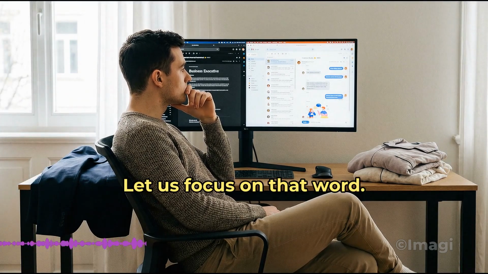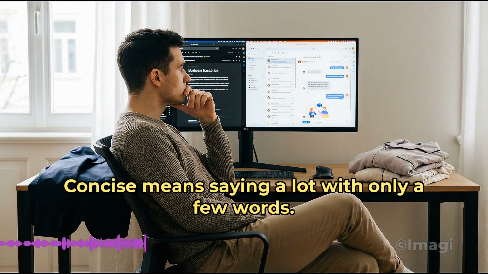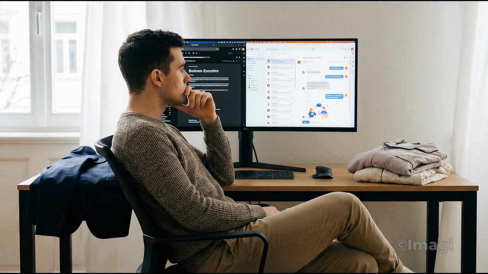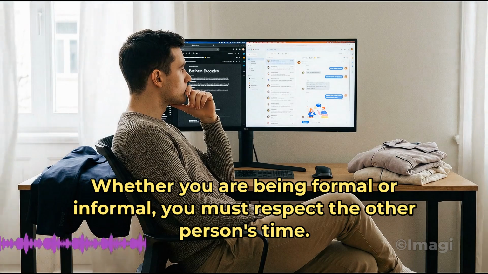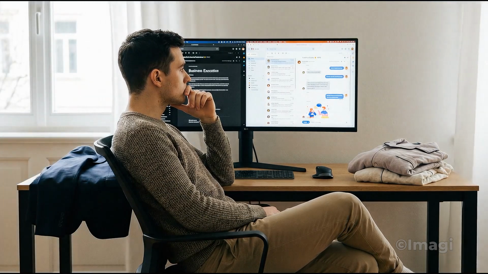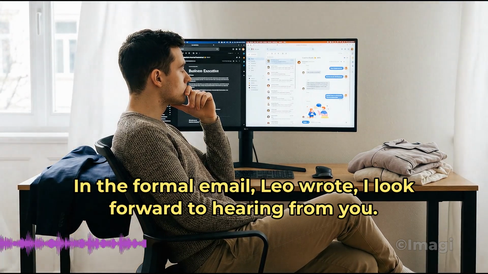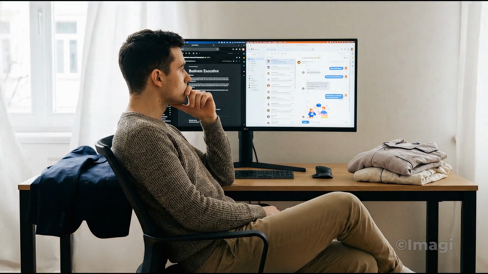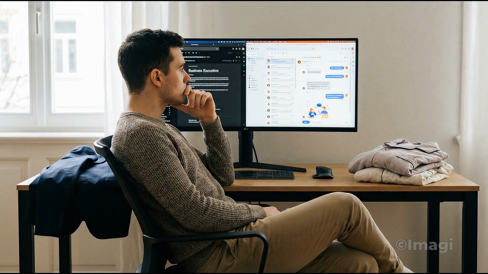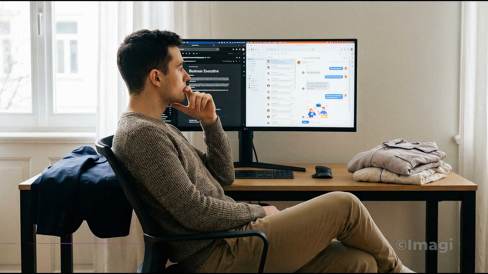Let us focus on that word, concise. Concise means saying a lot with only a few words. Whether you are being formal or informal, you must respect the other person's time. In the formal email, Leo wrote, "I look forward to hearing from you." This is a standard phrase. It is polite. It puts the ball in their court. It means, I am waiting for your answer, but I am patient.